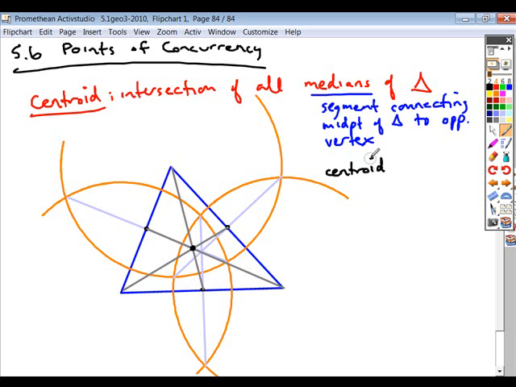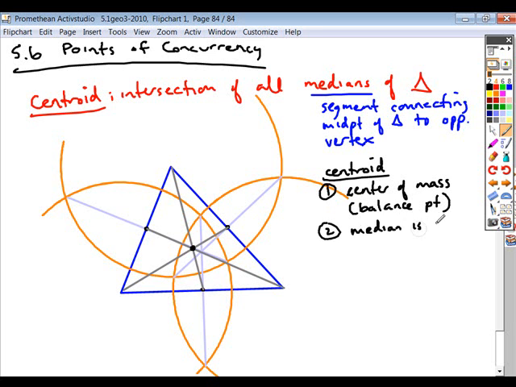I had mentioned before a couple things about the centroid. It is the center of mass, or the balance point. Okay, so you could take any triangular shape like this. If you find the centroid, that's the point at which it would balance. Okay, and then we also saw that a median is cut off in a 2-to-1 ratio. Okay, so we can confirm that here.